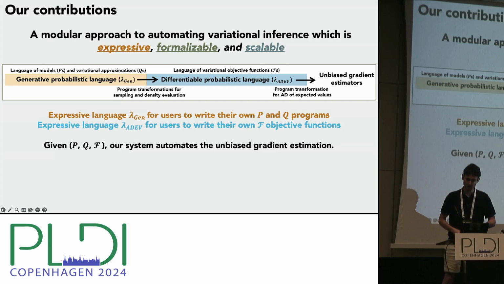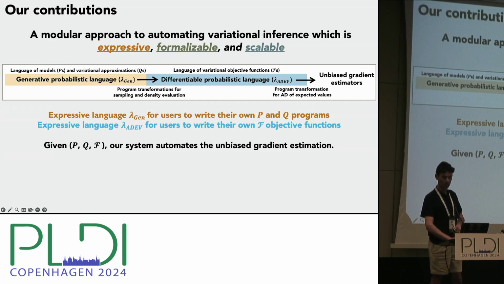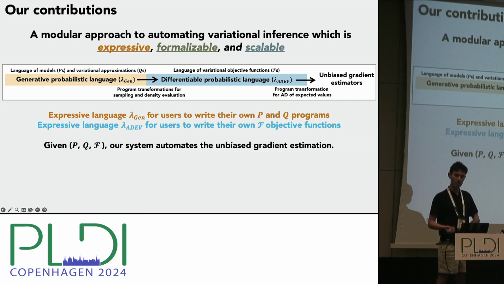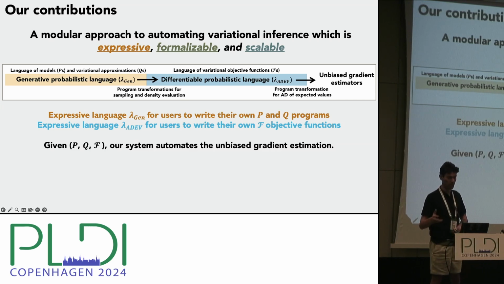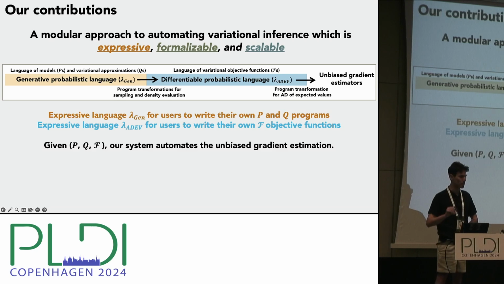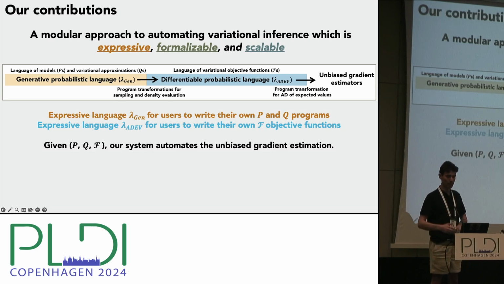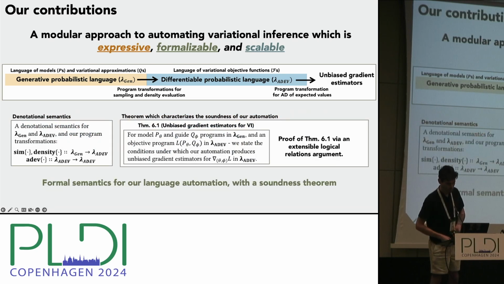To support the space of variational objective functions, we expose a differentiable probabilistic programming language called lambda ADEV. This language can make use of the p's and q's, which users write in the generative language, by utilizing program transformations which implement sampling and density evaluation for p and q programs in terms of this differentiable language. F programs constructed in the differentiable language can automatically receive unbiased gradient estimation support.